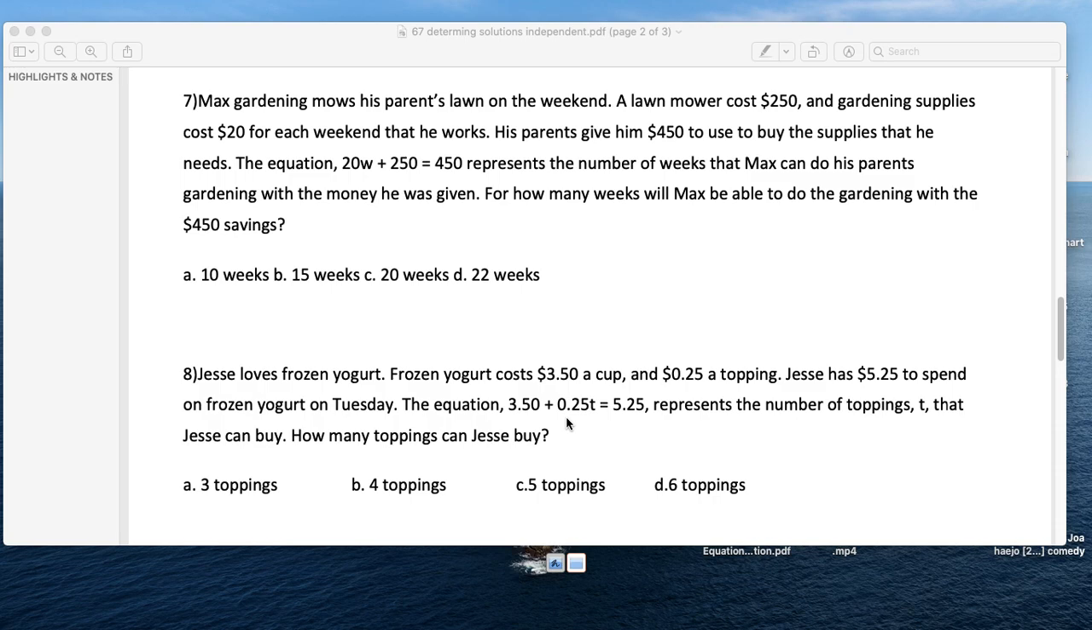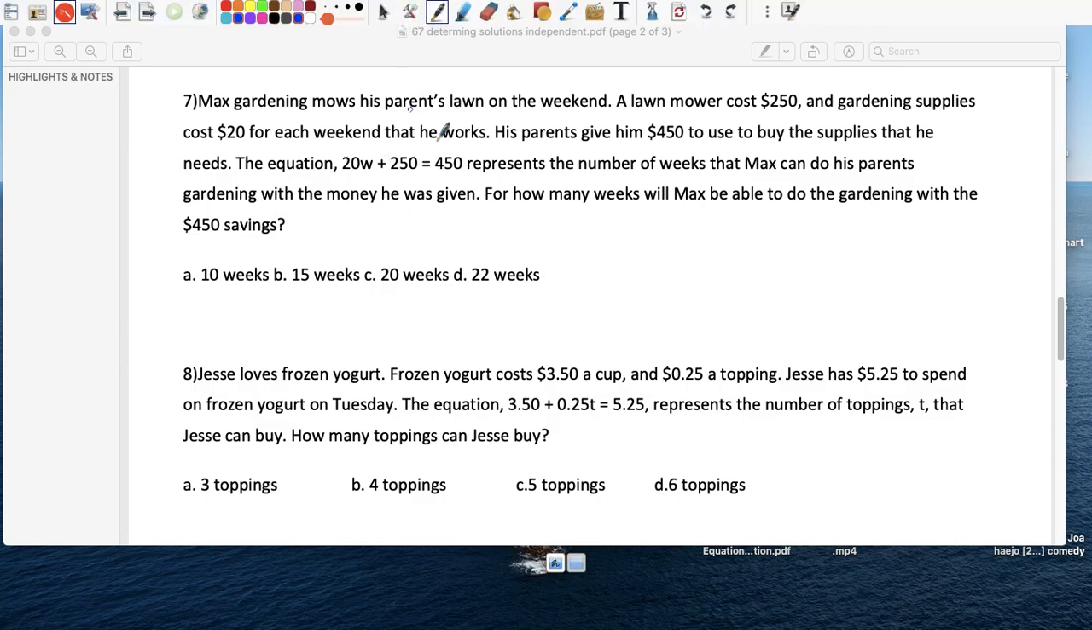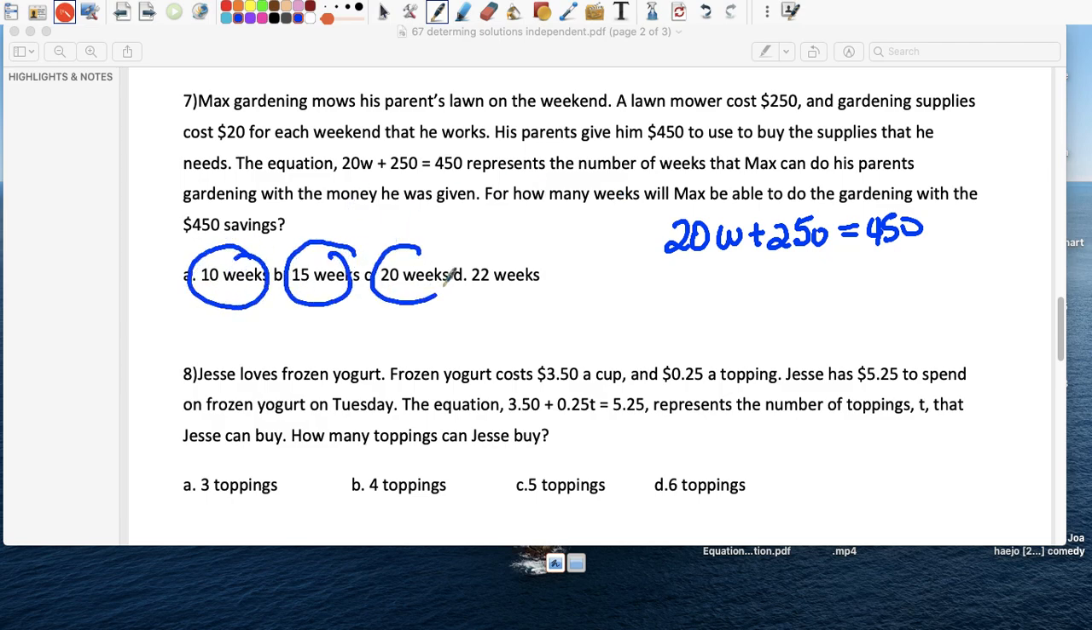Okay, so we have an equation. Tenemos una ecuación. Let's put here 20W plus 250 equals 450. So W, we're going to see if 10 works. W is 15, W is 20, and W is 22. So, ¿dónde está el W? Right? So, let's do. I should erase all this. Let's try this one first.